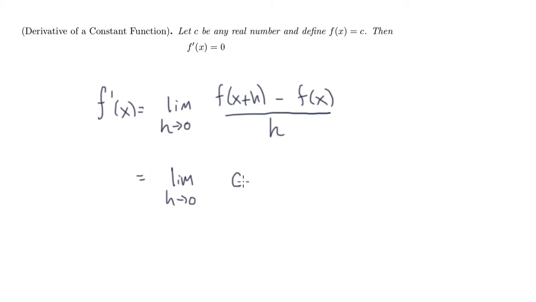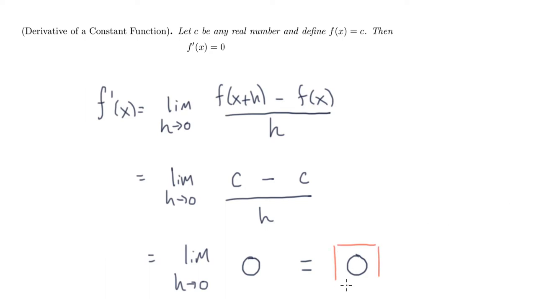It's just c. It doesn't matter what I plug in. I always output c. What is f of x? It's just c. All over h. But then this is just the limit as h goes to 0 of 0. Because c minus c is 0, and h I'm actually assuming is not 0 because I'm taking the limit as h goes to 0. But then the limit of a constant is just that constant, so we get 0. And so that justifies why, using the definition of the limit, the derivative of a constant function is equal to 0.